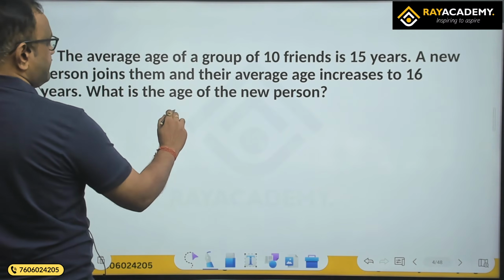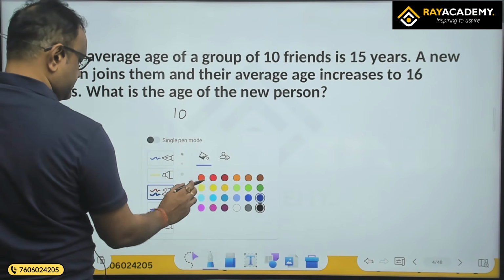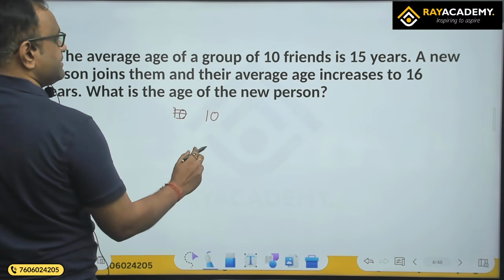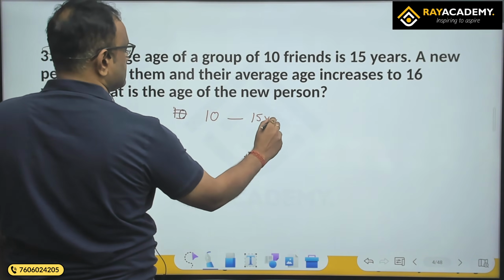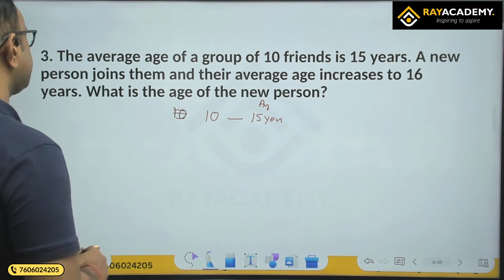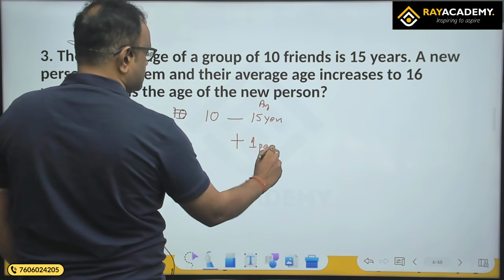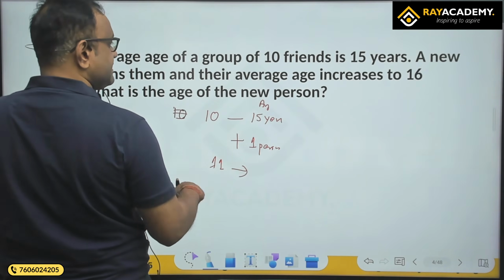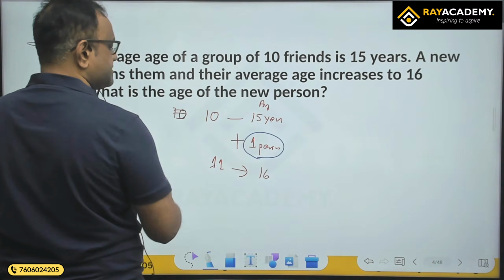So there are 10 friends. Just a minute, let me change the color. 10 friends and the average is 15 years. A new person joins in, one person. And now they become 11 friends and the average increased to 16. So what is the age of this new person they are asking?